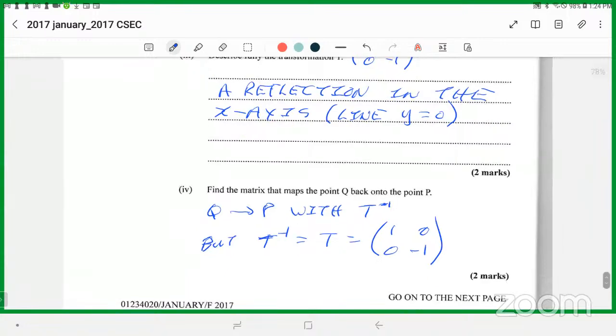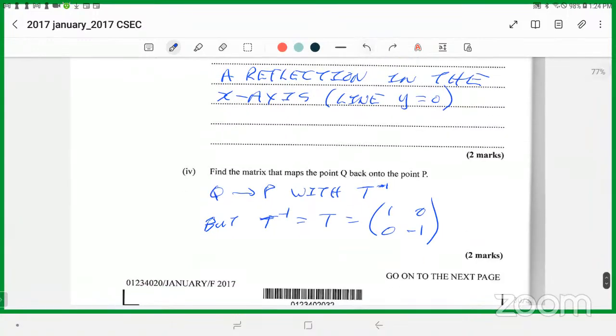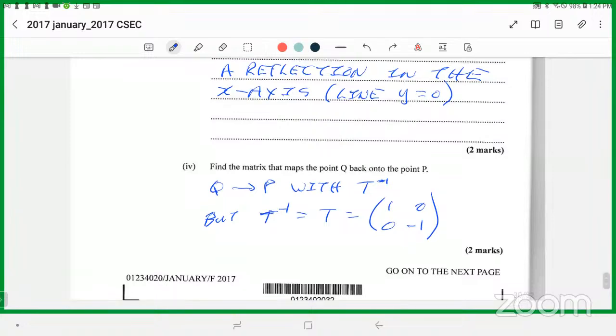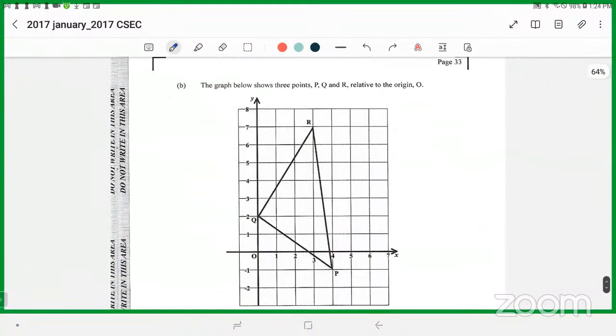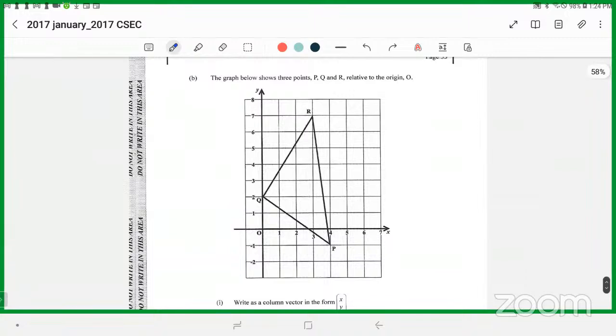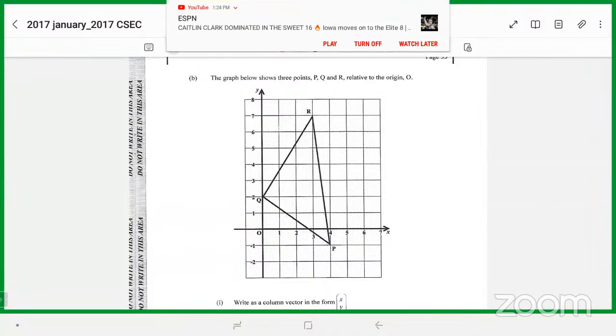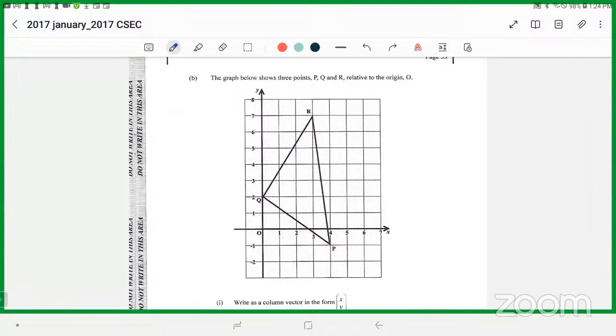That is it. So this is the answer right here. Same matrix. T to the minus 1 and T are the same matrix because they are line reflection matrices. All right. This part now says the graph below shows P, Q, and R relative to an origin O.